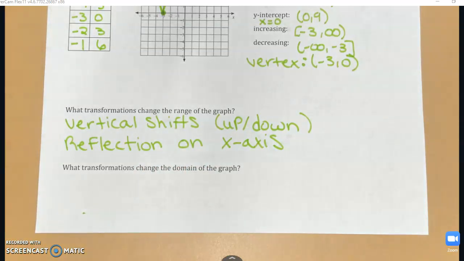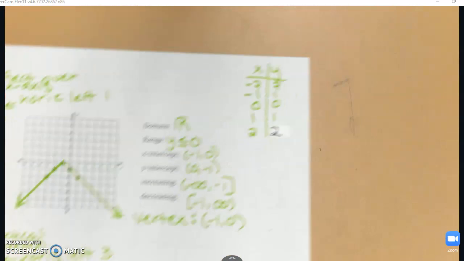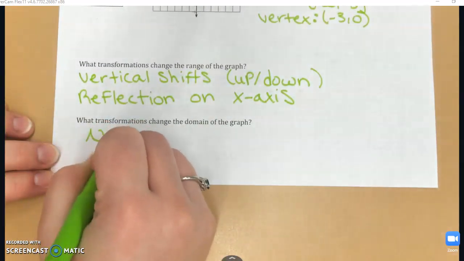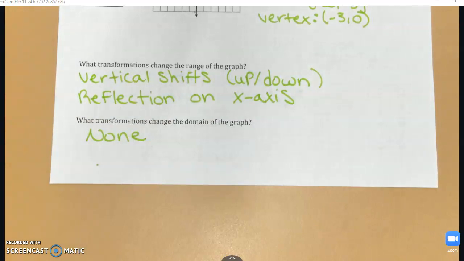And then what transformations change the domain? My domain for all 5 of these functions that we graphed was all real numbers. So for our absolute value functions, there were none. None of these transformations affect the domain for our absolute value parent function.